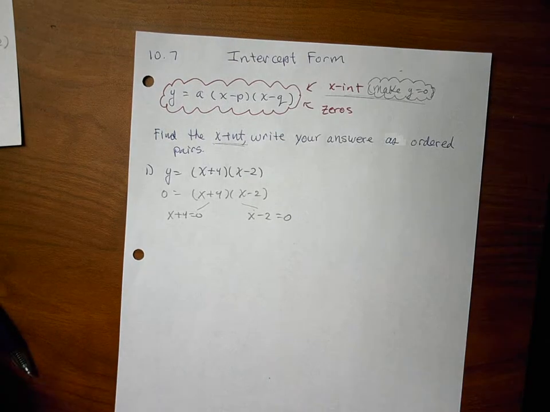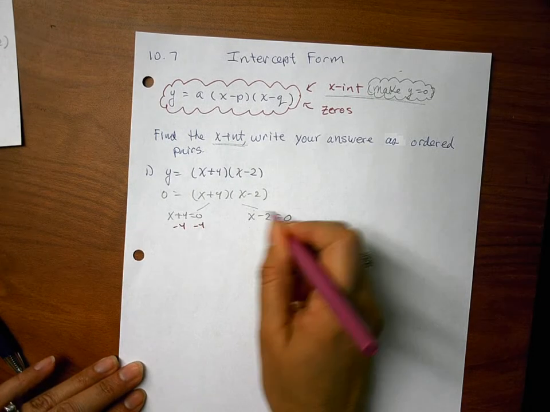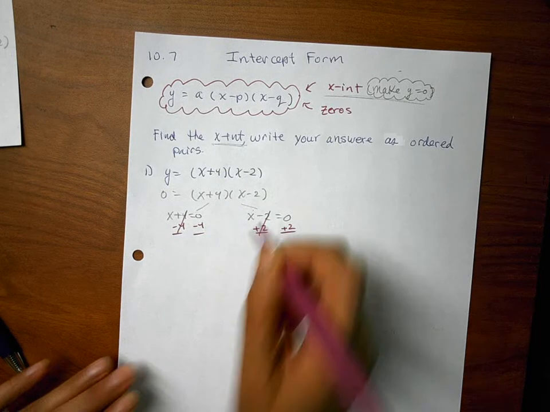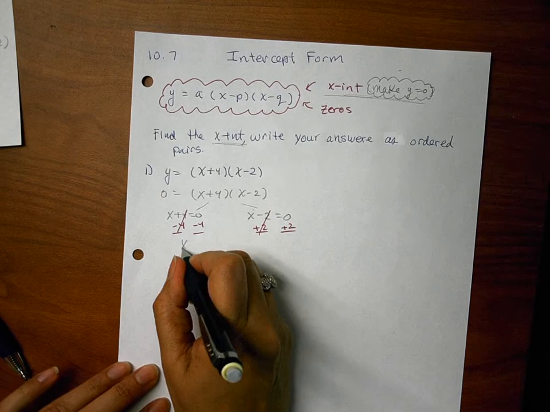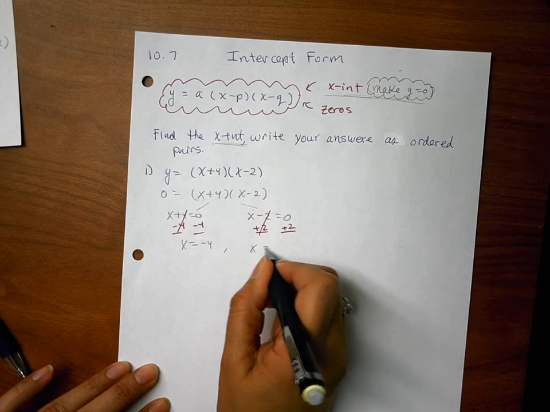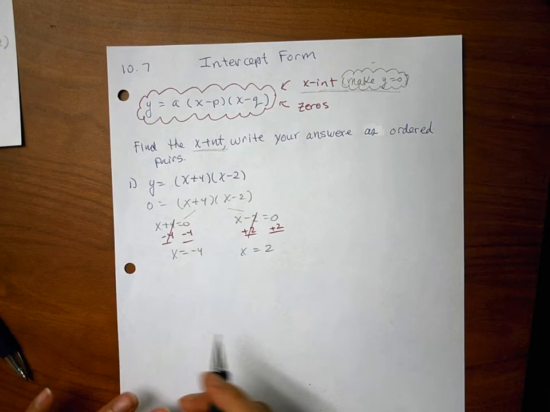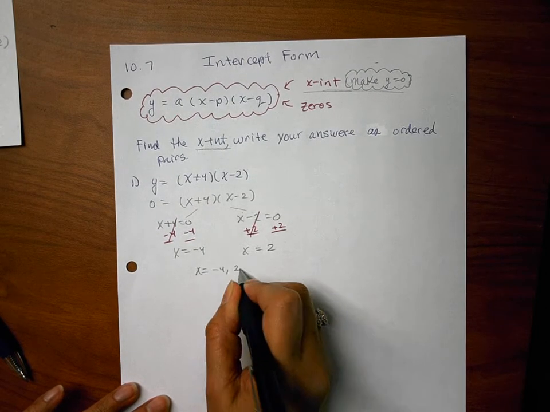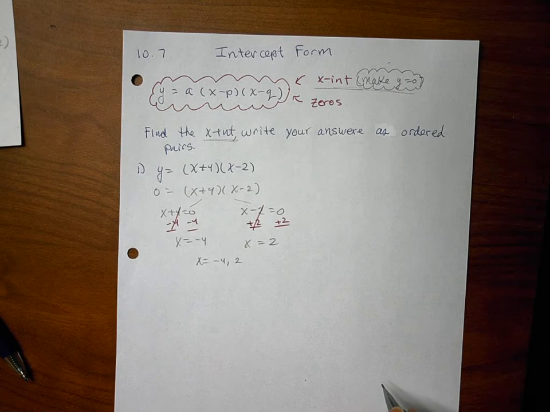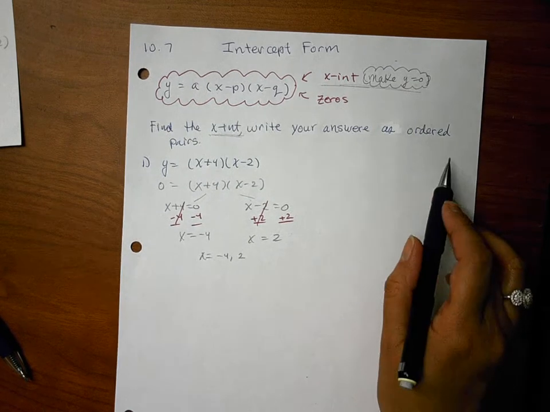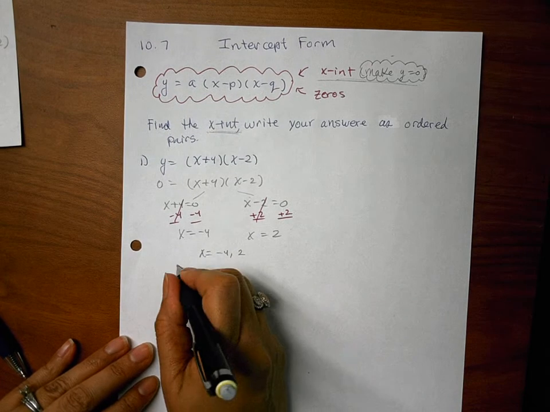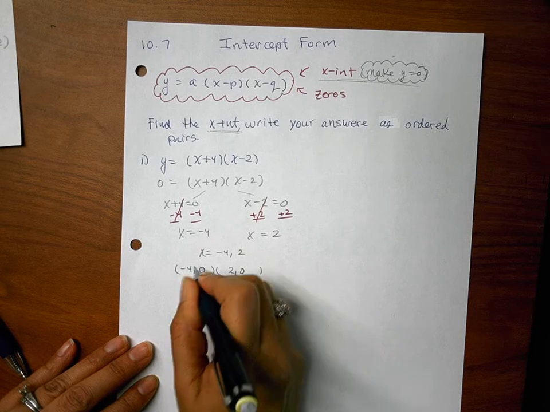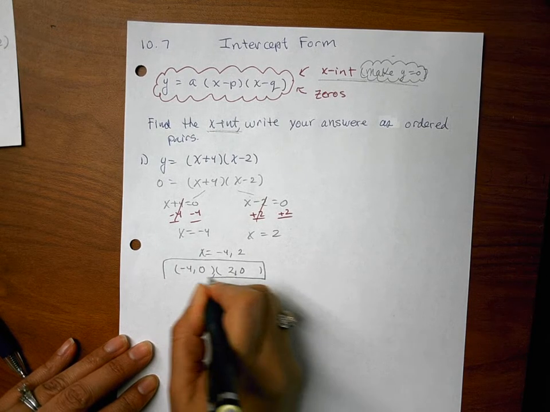And we solve. Subtract the 4 from both sides. Add the 2 to both sides. X equals negative 4. X equals positive 2. Now, in the past, like just the last lesson, we did it like this: x equals negative 4, comma 2, and I kept emphasizing do not put parentheses. They are not ordered pairs. They're asking us to write our answers as ordered pairs. This is not an ordered pair. They are two separate x values. Negative 4, comma 0, 2, comma 0. Those are my two x-intercepts.